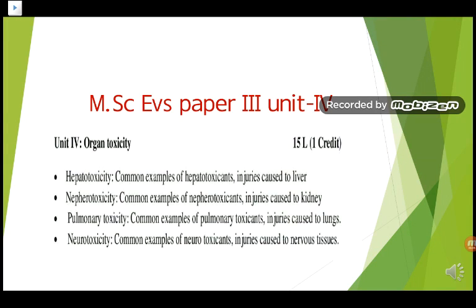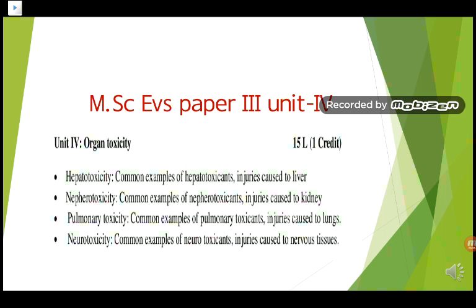Good morning students. Today we are going to cover the topic of pulmonary toxicity from paper 3, unit 4. Unit 4 consists of organ toxicity. We have already discussed hepatotoxicity.